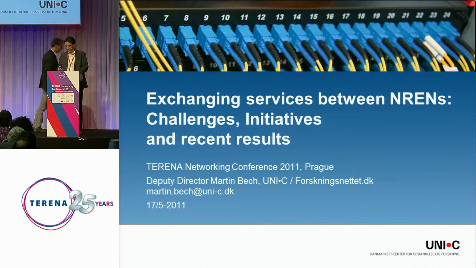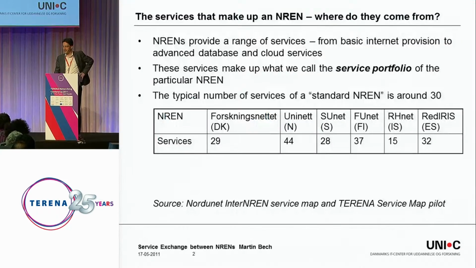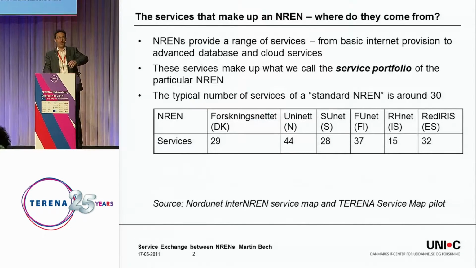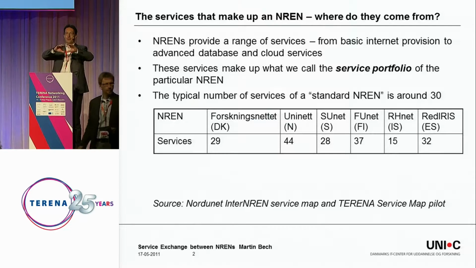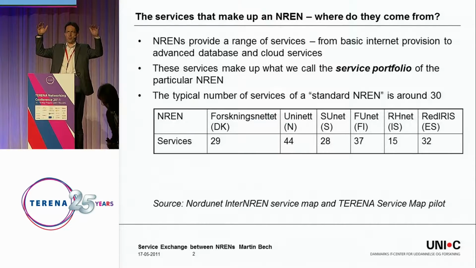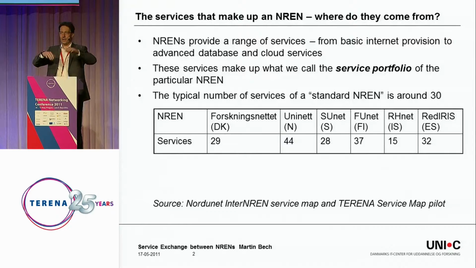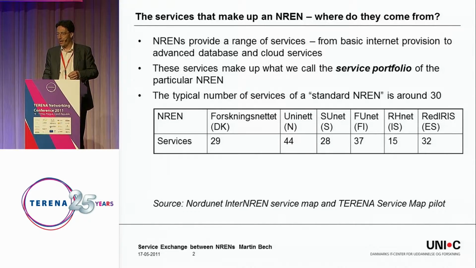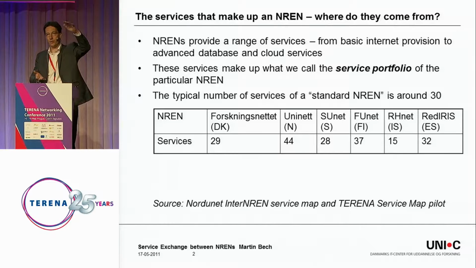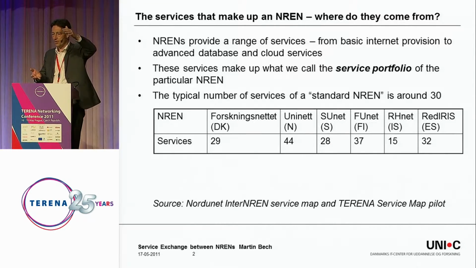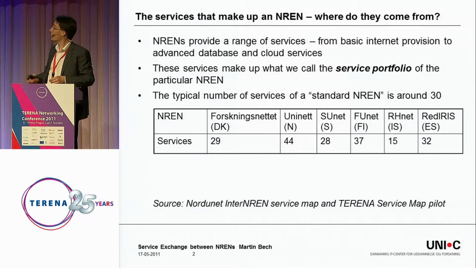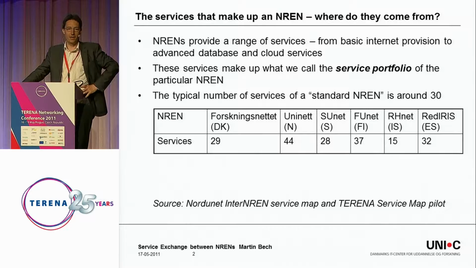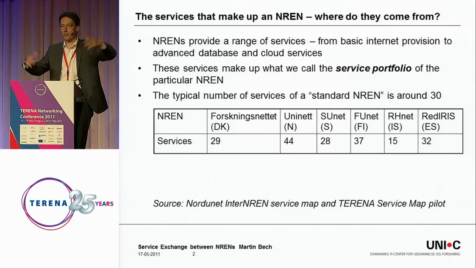Well, this is about the services that are offered by an NREN. If you look at an NREN, usually we think of it as we have the network and then there's a number of services on top. Here we define that everything is a service, also the basic network, the basic internet provision and so on. And if we look at all the services an NREN provides, we call it the service portfolio, and I've shown you some statistics up there, which makes it fair to conclude that an average NREN has about 30 services.